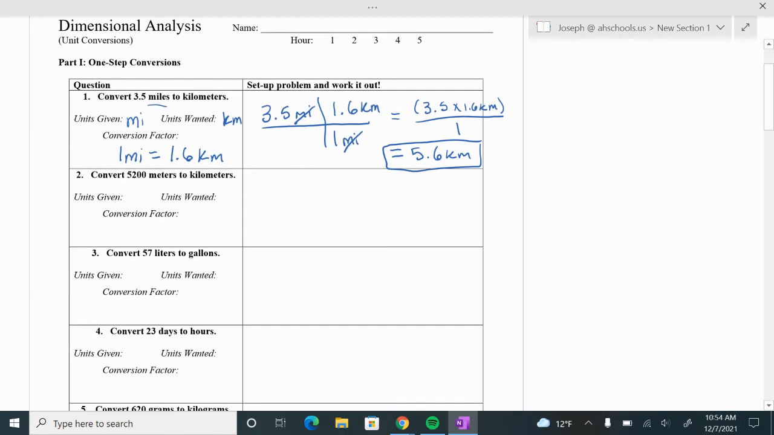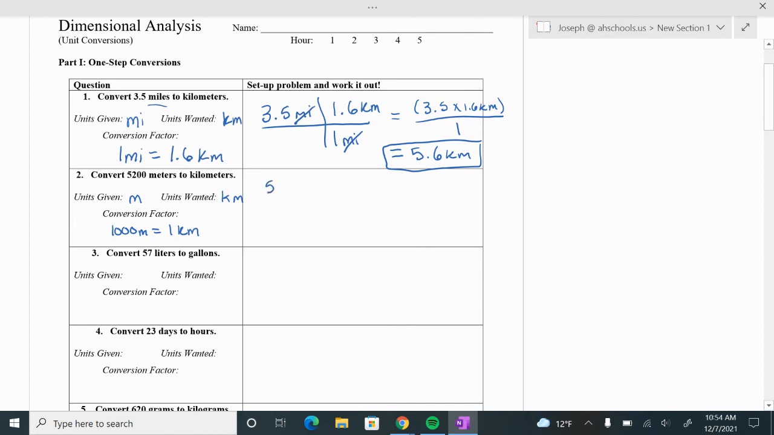Our next one is even good for metric to metric. So I was given: convert 5,200 meters to kilometers. I was given meters and I want kilometers in the end. My conversion factor for this, meters to kilometers, is 1,000 meters equals 1 kilometer. And now I can set up my equation.